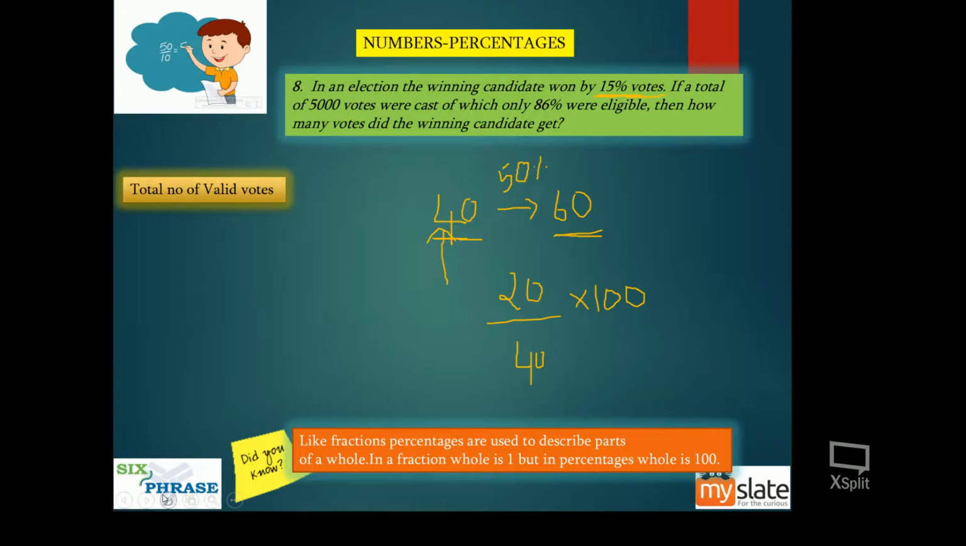Okay, 15 percentage is the increase percentage of losers votes to winners votes. Because from losers votes to winners votes there will be an increase. Wherever there is an increase there will be an increase percentage. Wherever there is a decrease, there will be a decrease percentage. So from 60 to 40, there will be a decrease percentage.